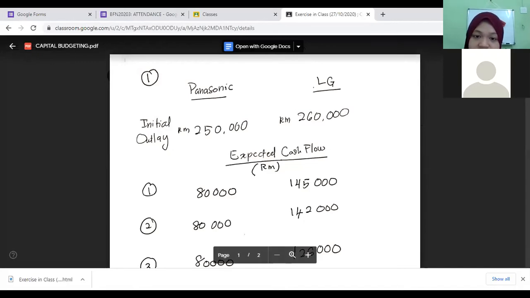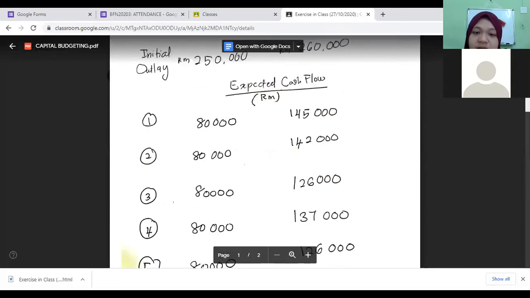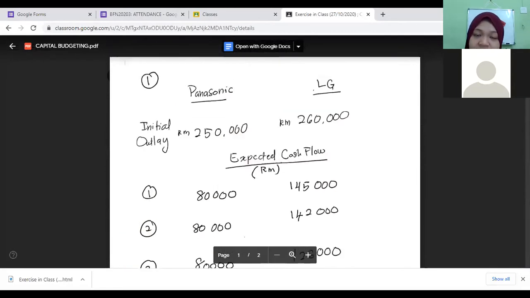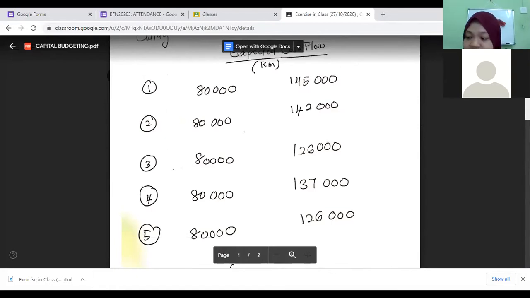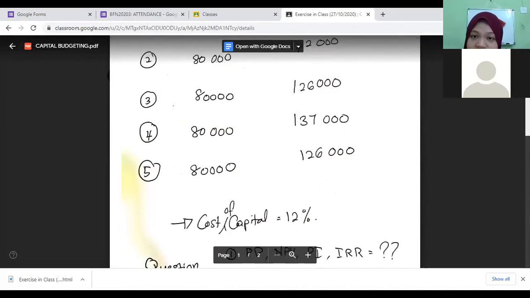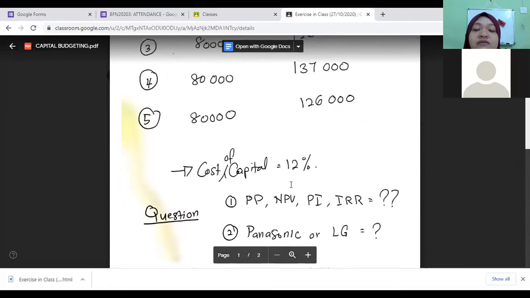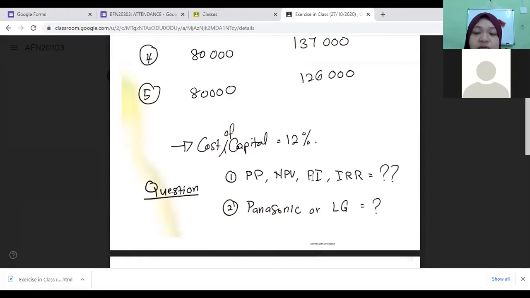So you've been given the expected cash inflow for both projects. Okay, so let's say that Panasonic and LG are independent of each other. So let us see how you're going to decide whether you need to invest in both projects or only invest in one project. You've been given the cost of capital of 12% and you have to calculate payback period, net present value, profitability index, and IRR.